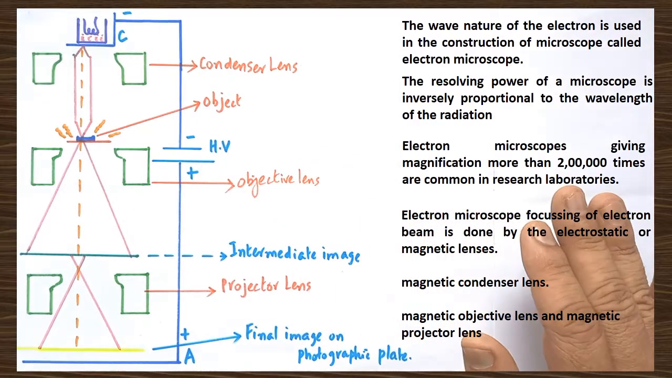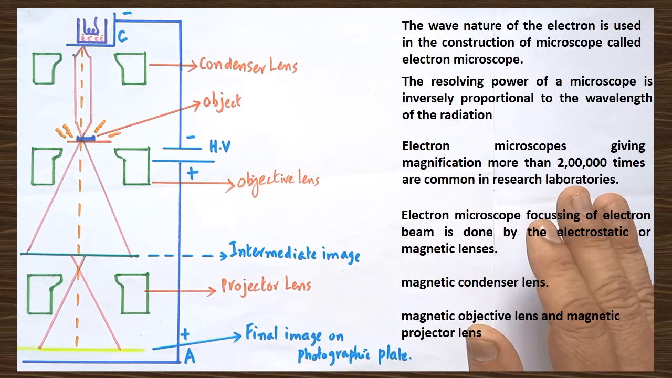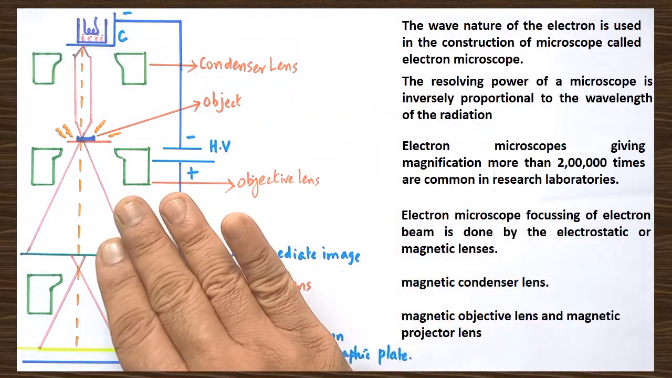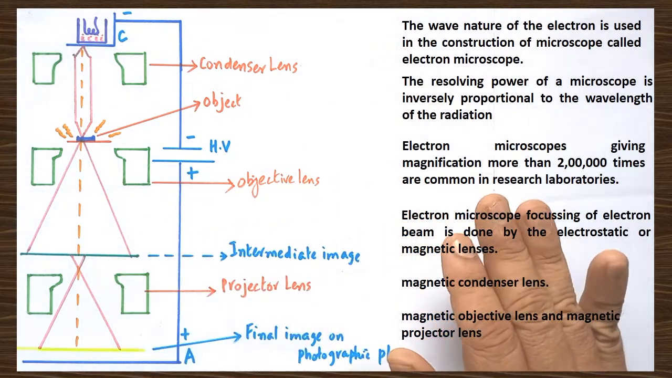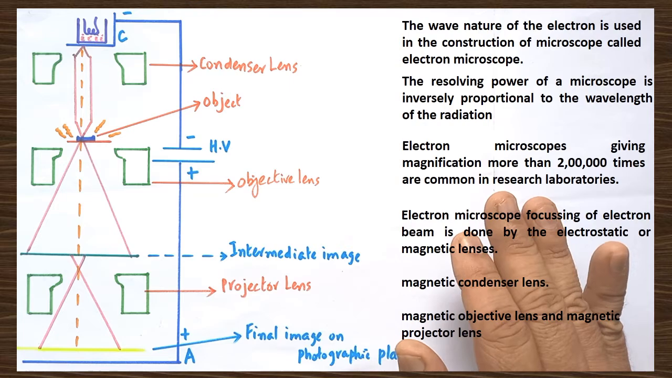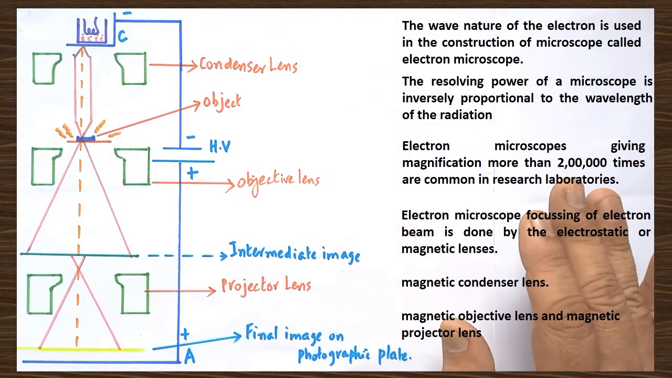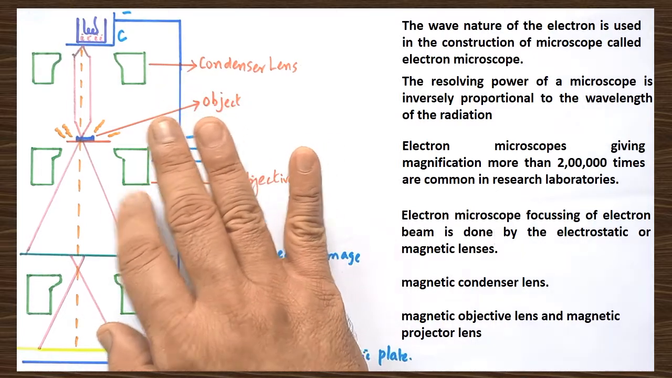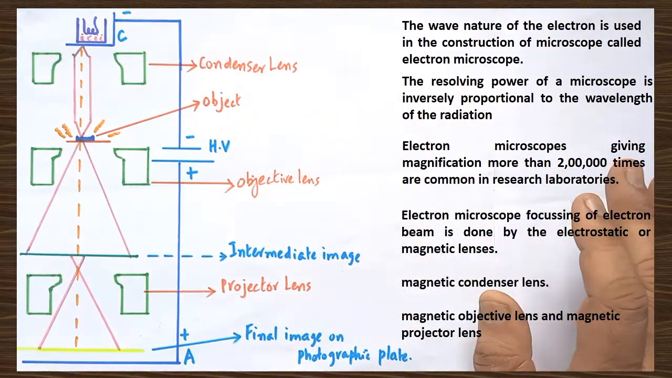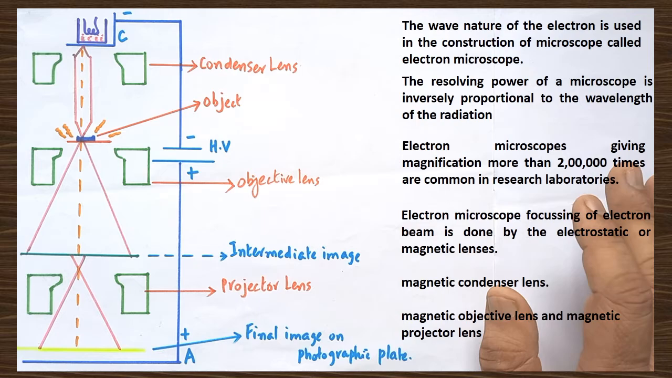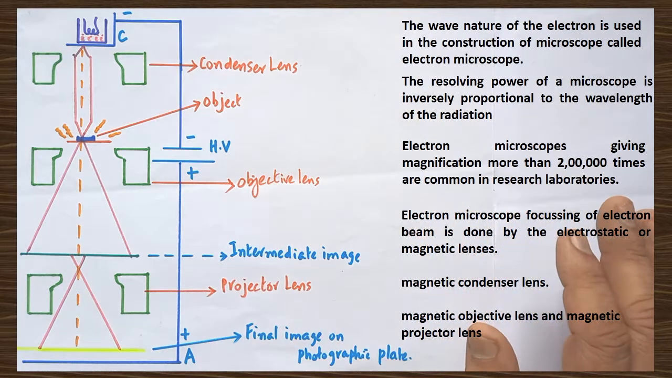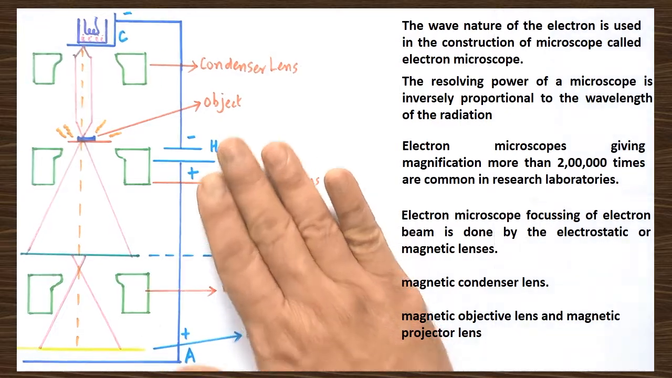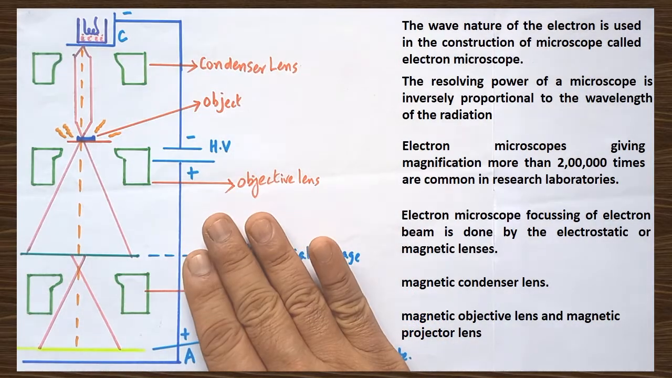Electron microscopes are used. The magnification of the electron microscope will be more than 2 lakh times that of common ordinary microscopes. Are you clear? So the magnification of the electron microscope will be how many times? 2 lakh times compared to ordinary optical microscopes. Now, we are going to see the construction and working of which one?